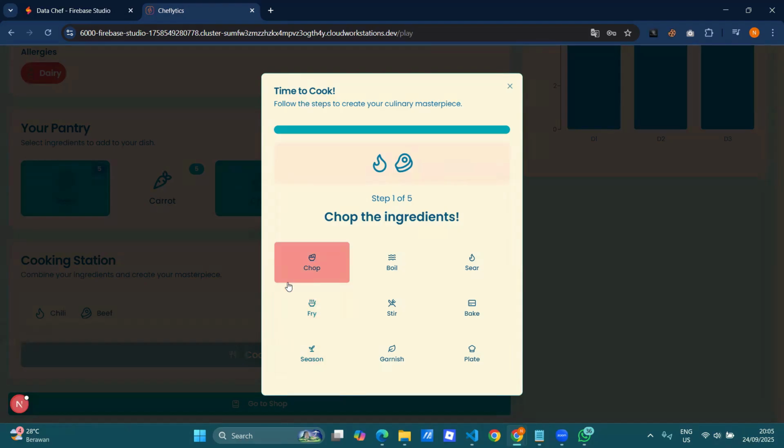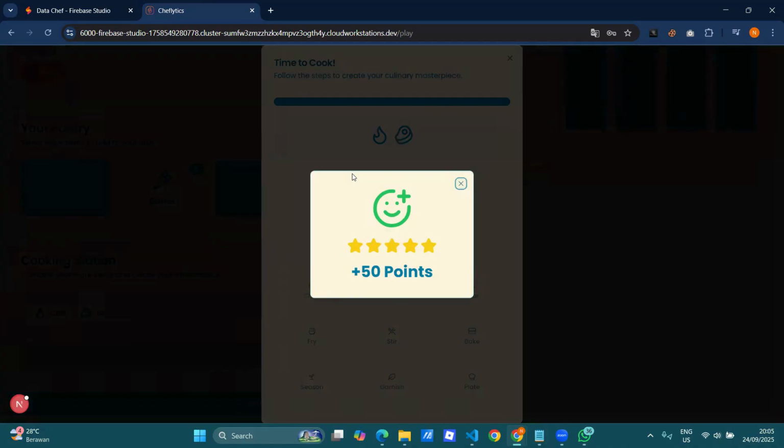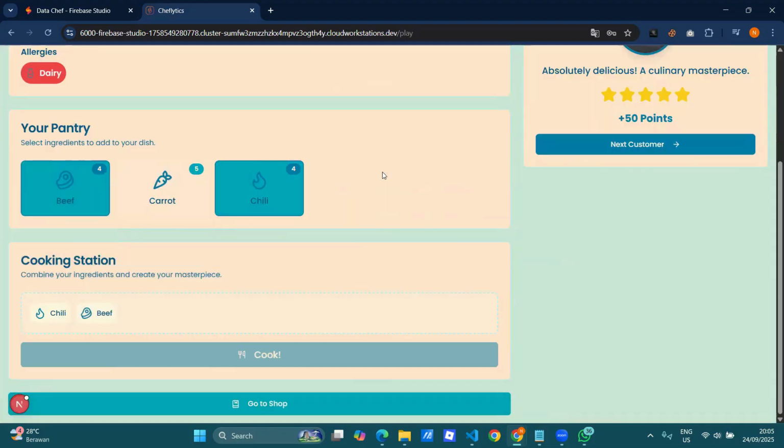Okay, in the cooking time, the player selects the steps as instructed. This is to chop the ingredients, stir the protein, stir, season, and plate your dish. Okay, after finishing the cooking steps, a pop-up is showing the ratings and the points we got.